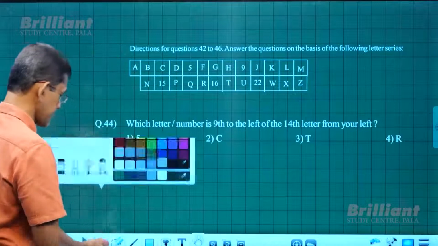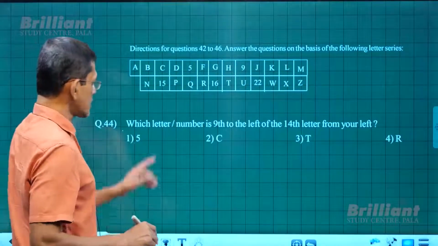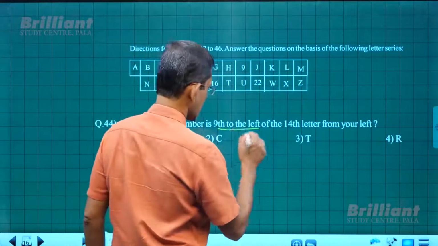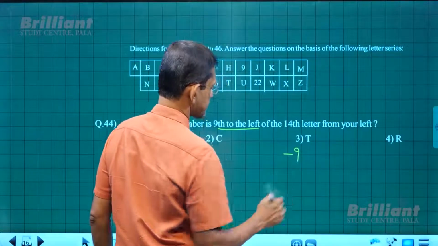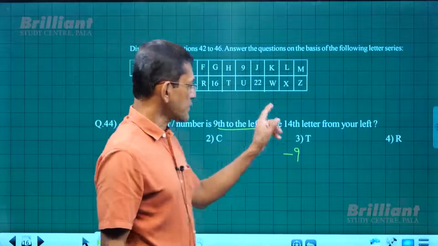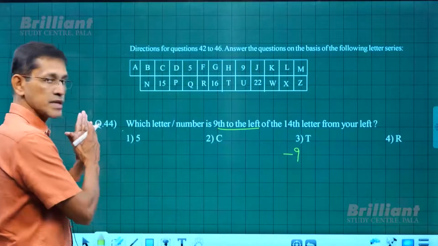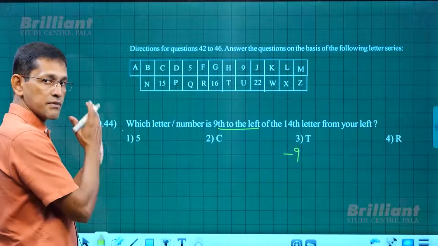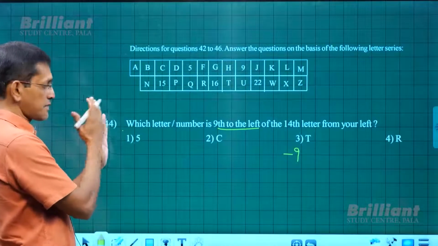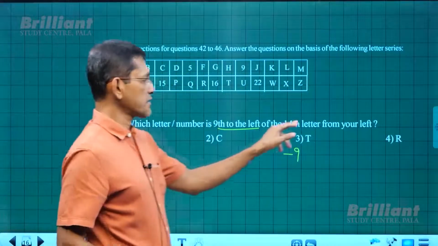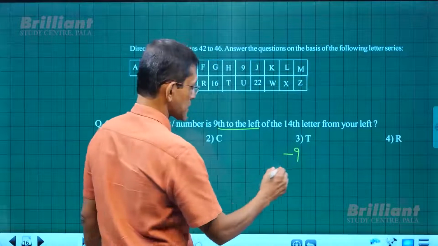Which letter or number is 9th to the left of the 14th letter from your left? Okay. So we need to find which letter is 9th to the left. So 9th to the left is minus 9. 9 to the left of the 14th letter from your left hand. From your left hand, you cannot go left. From the left hand, you have to go right. So the 14th letter from your left hand must be plus 14.